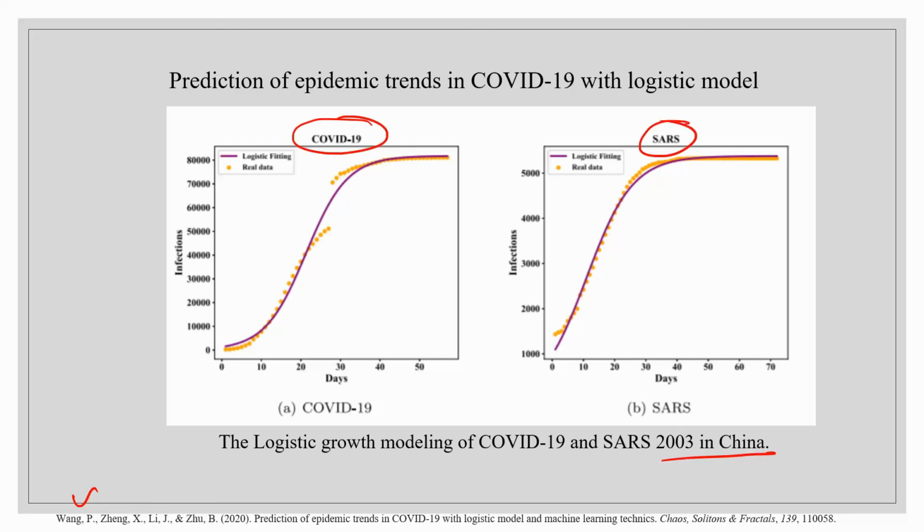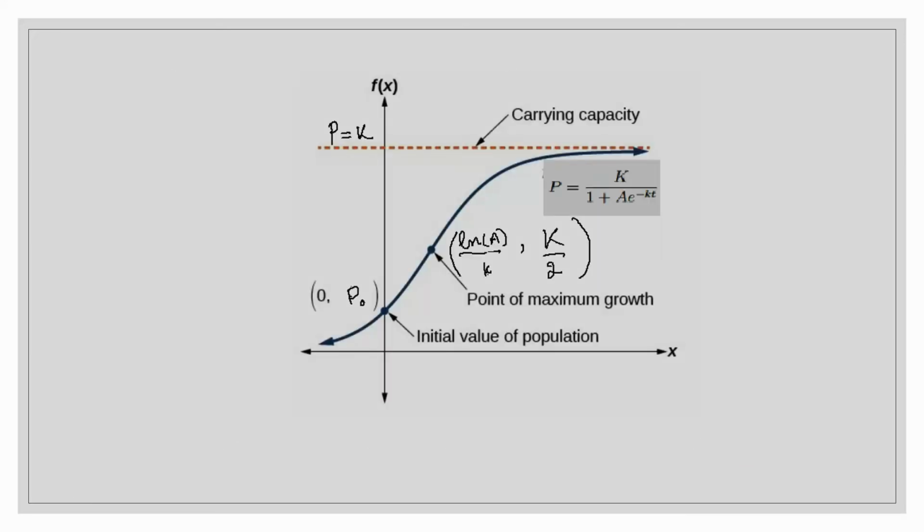So what is the interesting thing? If you remember this figure, this was an interesting point, and this point was how much? This point is k by 2, and if you put it over here, you will find that your time is around ln(a) by k. That means that when half of the carrying capacity of the population is infected, after that the rate at which the disease spreads will slow down, right?